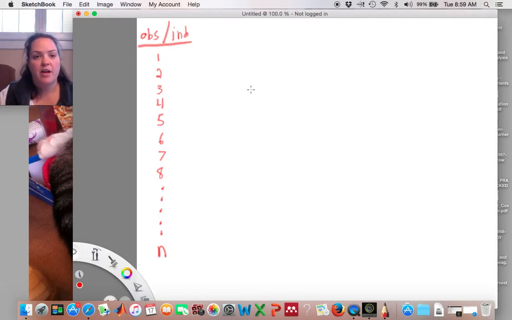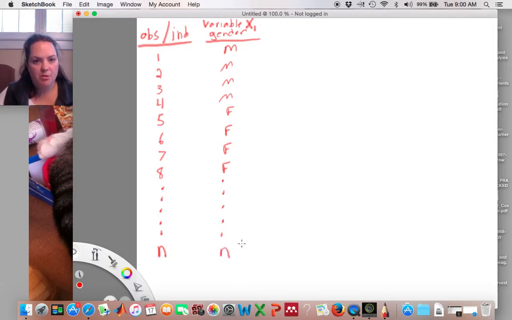So here I've listed out 8 observations, but it could go down to as many observations as you want, which is n. All right, so let's take our first variable, and this is going to be our independent variable, x1, so our first independent variable. And we'll say that's gender. And let's say that we have 4 males, 4 females, and of course you would have more depending on how many observations you had.